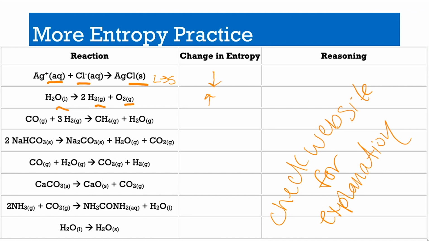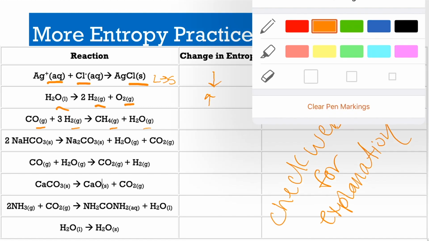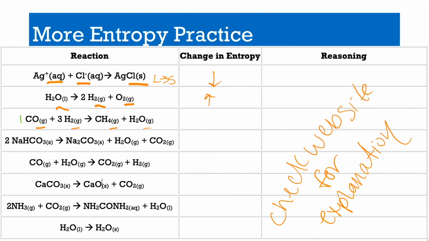Number 3, if we look at phases like we have done for the last two, we see that we have all gases. Well, that's not going to help us now. So let's look at how much stuff we have on each side. On the left-hand side, you have 1 mole of CO2. Remember, you have that invisible 1. And you have 3 H2s. So that means you have 4 moles of stuff on the left side.